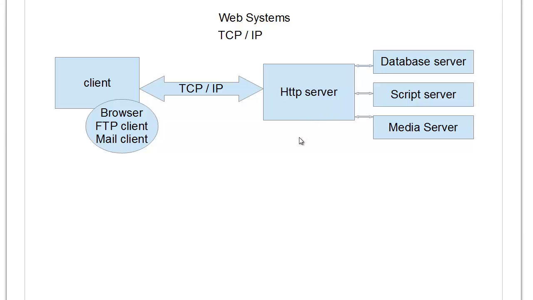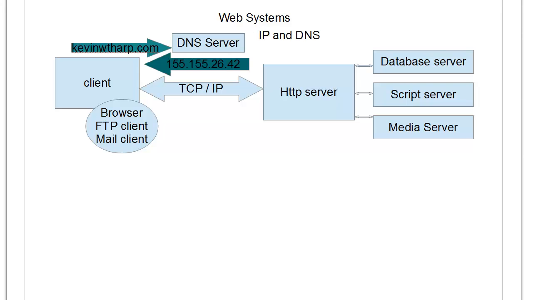But we need to understand that there are humans in this equation too. And so what we have here is, along with the IP system, we've got a DNS, or domain name server system. And what the DNS system does is it recognizes that humans are really not capable of remembering a huge series of IP addresses.